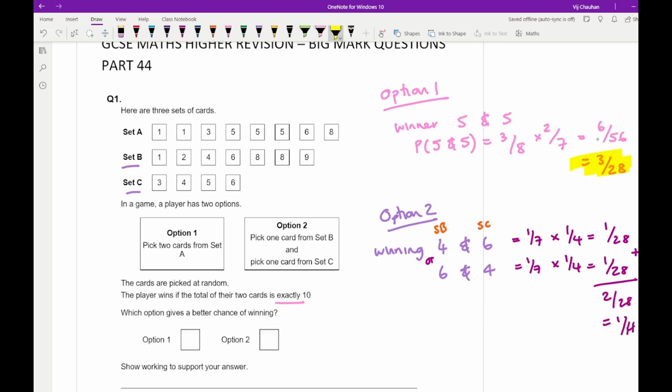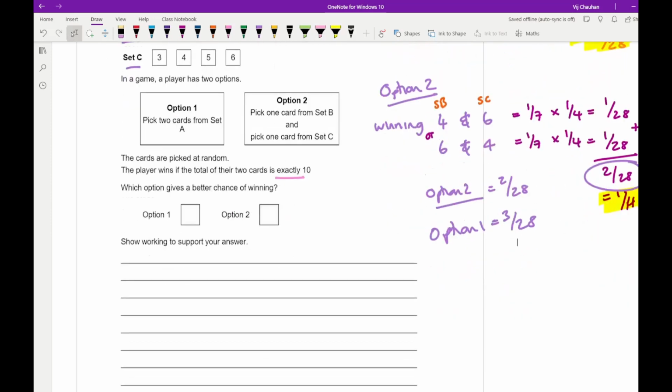So here are our 2 probabilities that we then need to compare. Again, whether this was on a calculator or non-calculator paper, we're trying to get a common denominator. So for option 2, I'm going to leave it as 2 over 28. And for option 1, it's 3 over 28. So as the probability is greater for option 1, as 3 over 28 is greater than 2 over 28, option 1 is better. And we just need to tick that box.